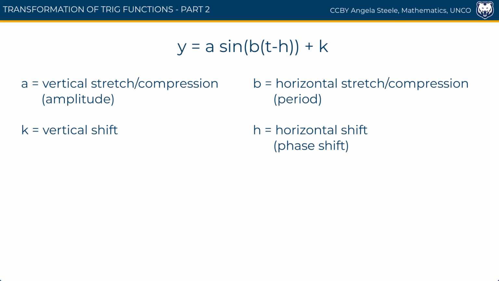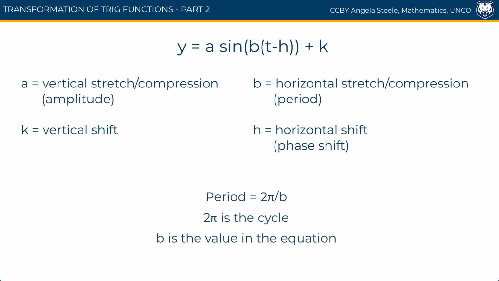The last thing to make sure you are mindful of is the relationship that the period is equal to 2 pi over b. Remember that the period is how long it takes to complete one cycle, and the b represents the value in the equation. So if you have a graph, that's indicating the period. If you have the equation, that is giving you the b value.